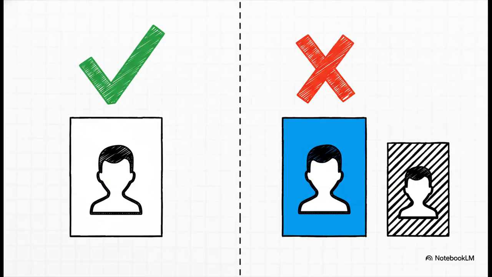Okay, listen up carefully because this is another one of those absolute non-negotiable rules. Your passport photo must have a plain, solid white background. No colors, no patterns, no shadows, no exceptions. You would not believe how many applications get rejected for this simple mistake. So please, get this one right.